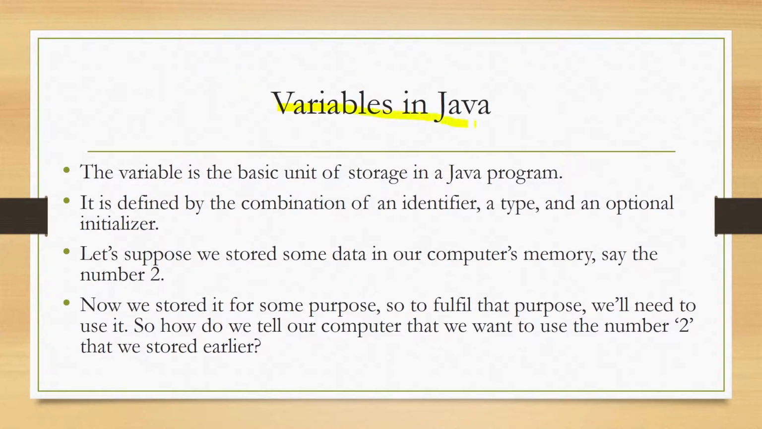So the variable is the basic unit of storage in a Java program. It is defined by a combination of identifier, type, and an optional initializer. We will take a look at each of these: identifier, type, and initializer.